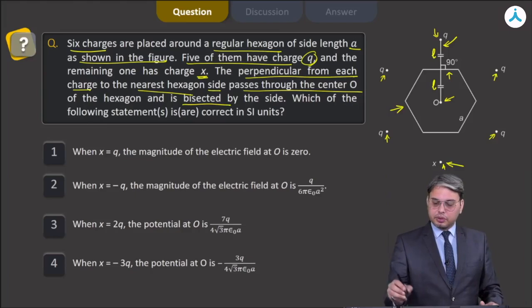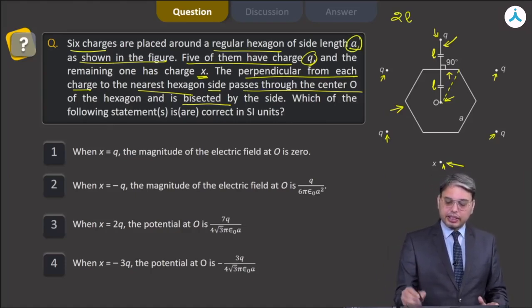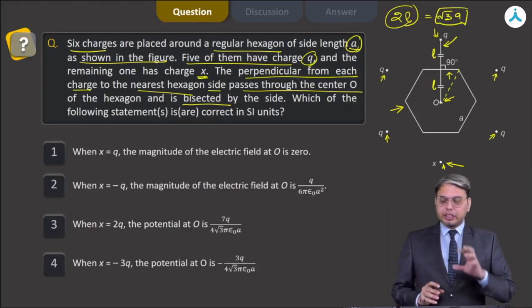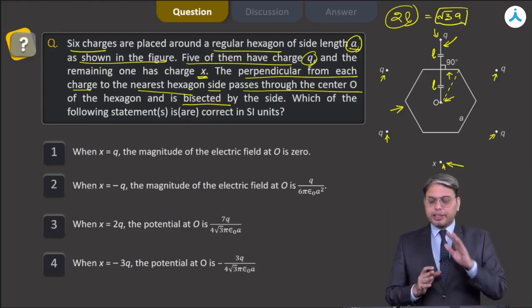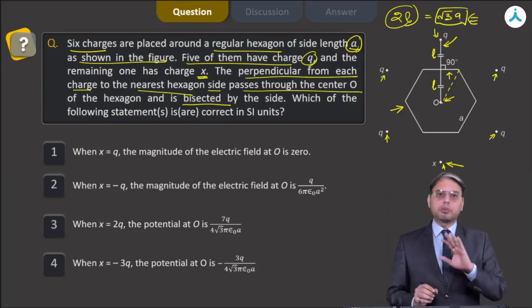So the total distance of any charge from the center O would be equal to 2L, where from the geometry you can see that L would be equal to root 3A by 2, where A is the side length of the hexagon. So the value of 2L would become equal to root 3A. So from here till now, we know that every charge, whatever its value is, is placed at a distance of root 3A from the center O.